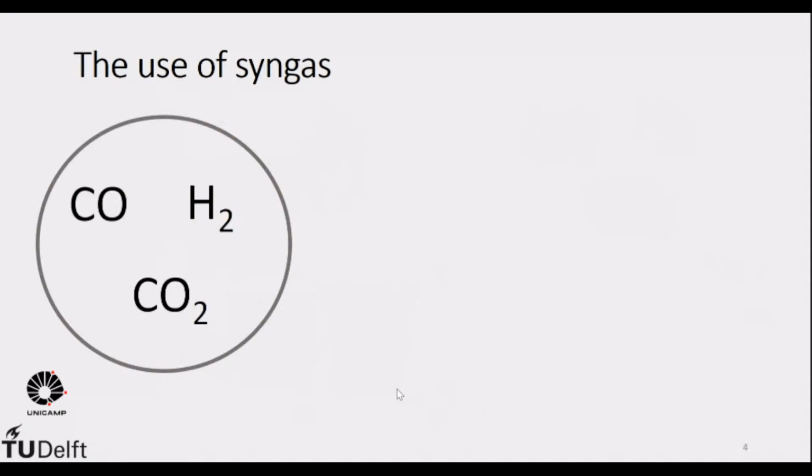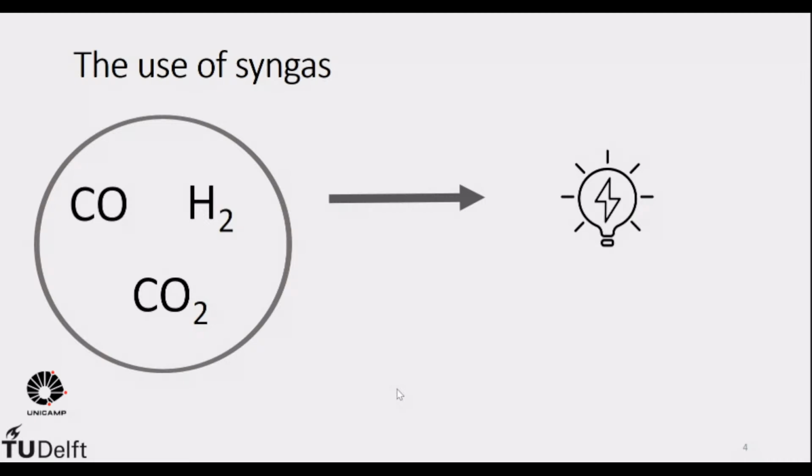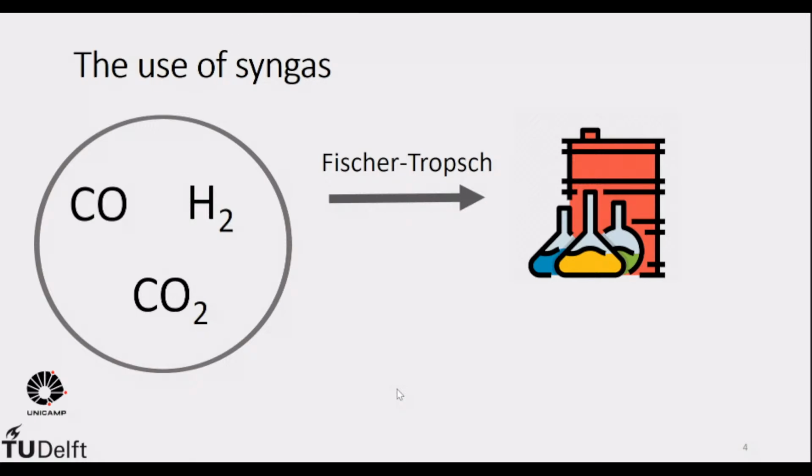What is the syngas used for? Traditionally, it is used in turbines to generate electricity. A more complex route is the production of chemicals and fuels using chemical synthesis, Fischer-Tropsch synthesis. This is a chemical process based on catalysts. So this is a mature technology now. It was developed some decades ago.